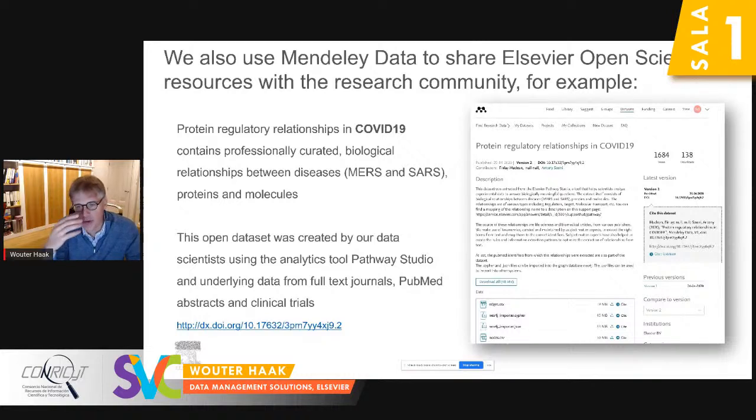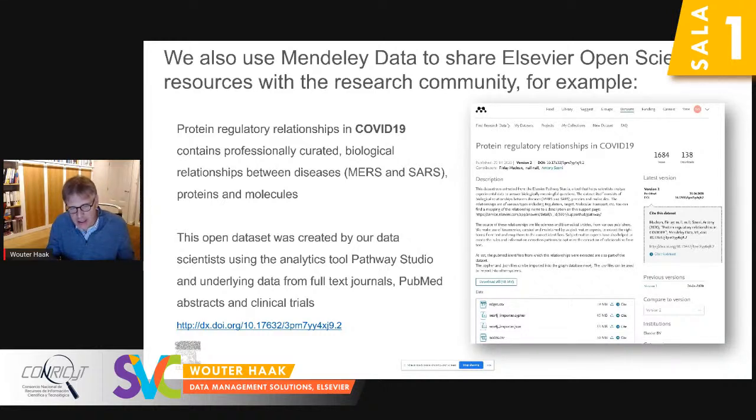An example is this one. The reason why I point it out is that many institutions care about open science, and as Elsevier, we also wanted to give an example of what you can do with open science. We have a product called Pathway Studio that connects proteins and molecules and diseases. Diseases can be MERS or SARS, proteins which can maybe cure those diseases, and molecules, and how they interact.